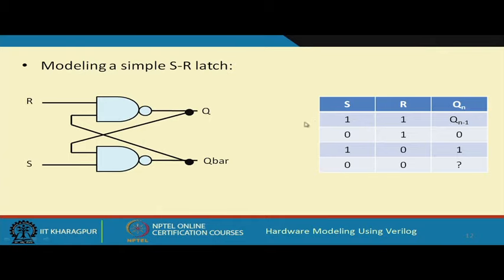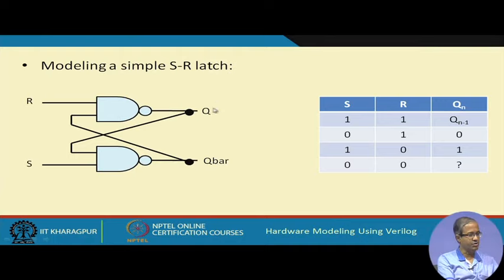But if S equal to 0 and R equal to 1, S equal to 0 will force this output to become 1. So, Q bar will be 1 and Q will be 0, because if Q bar is 1, this 1 and R equal to 1 will make the output of the NAND gate 0. So, Q will be 0. Similarly, if S is 1 and R is 0, the reverse will happen.